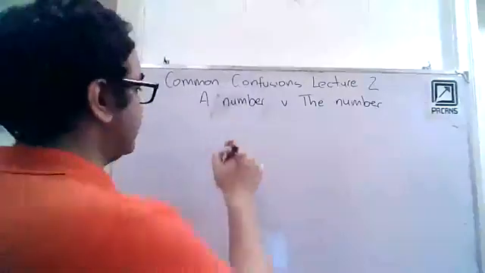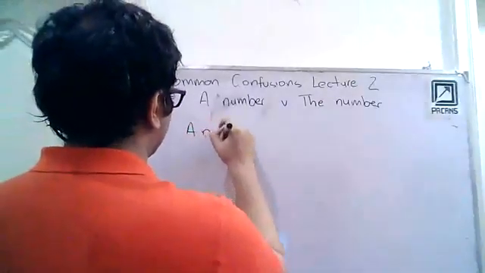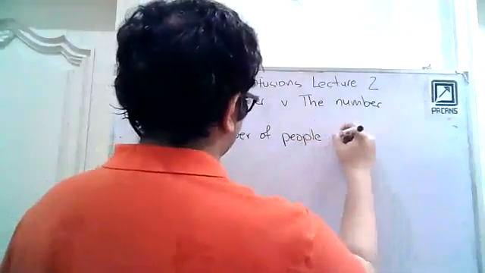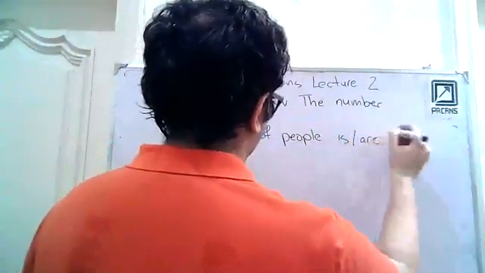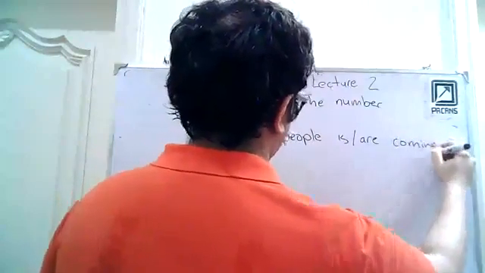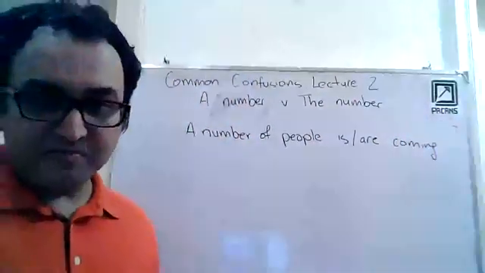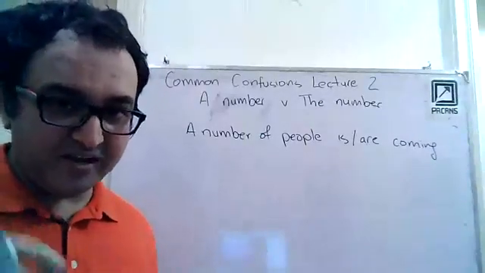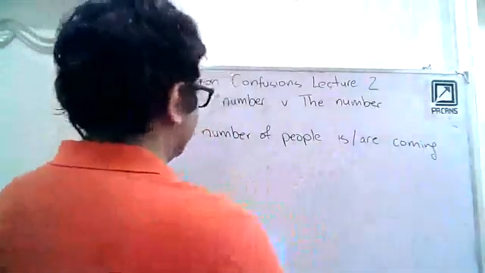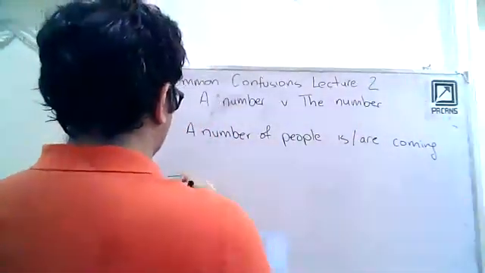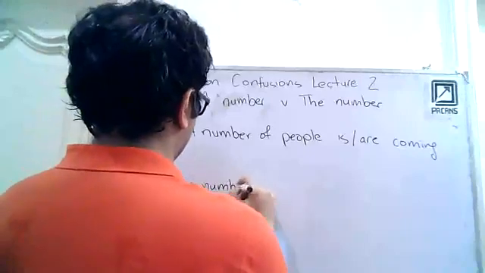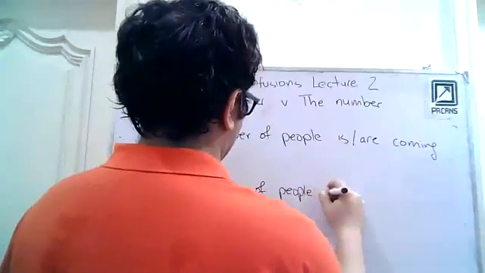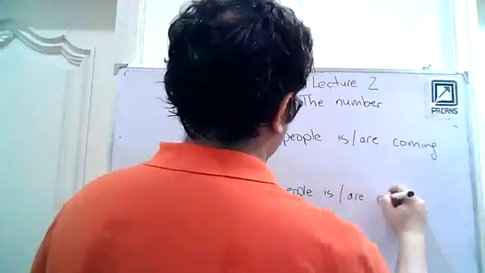I'm going to write down a sentence. A number of people, would you write down is or are? आप यहाँ पे is लगाएंगे या फिर are लगाएंगे. और दूसरा सेंटेंस है... would you put is or are?